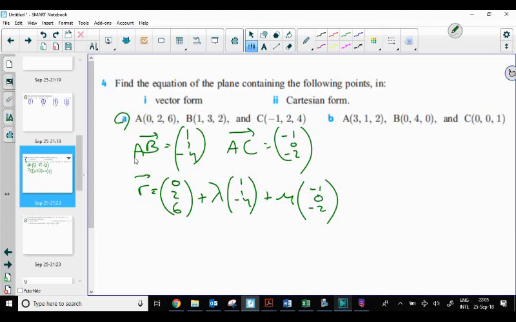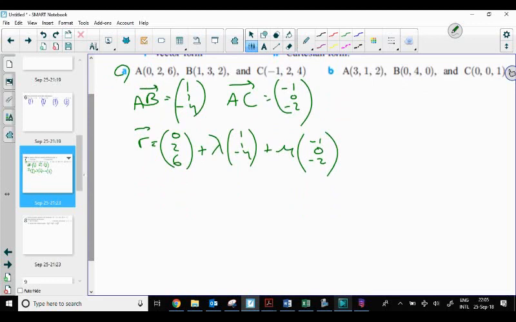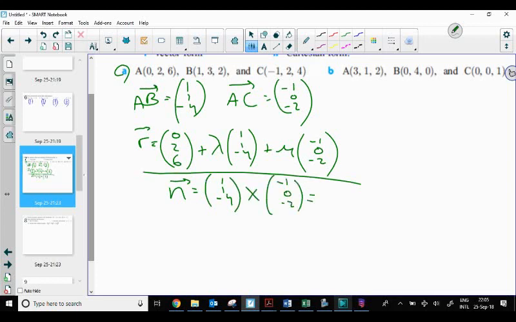Cartesian form. So first I need to find the normal vector. The normal vector is perpendicular to the plane. So to get something that's perpendicular to this plane, I'm going to take the cross product of the two direction vectors that I worked out earlier. That cross product is -2, 6, 1.